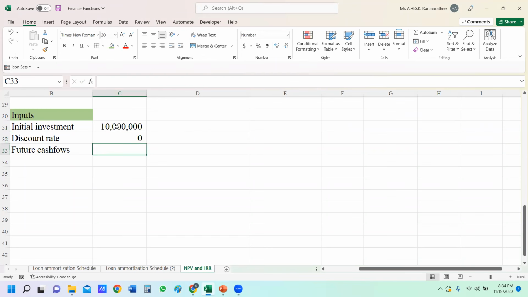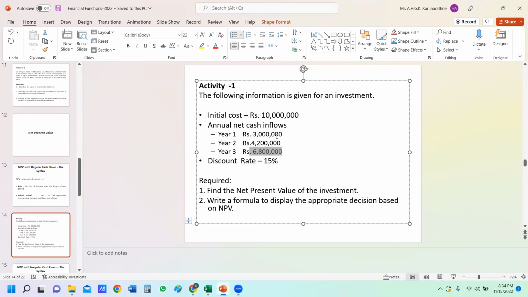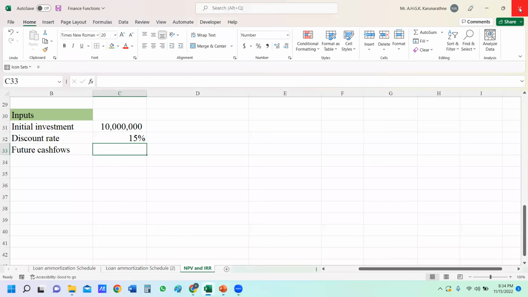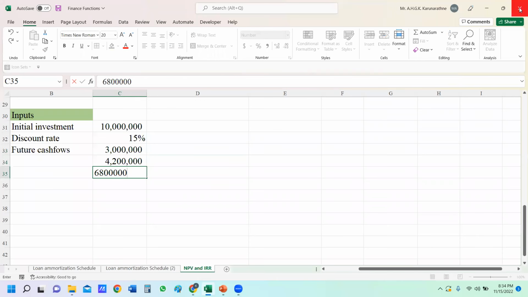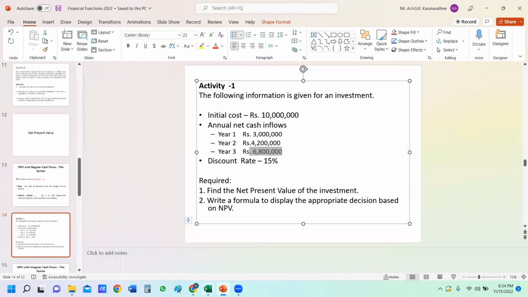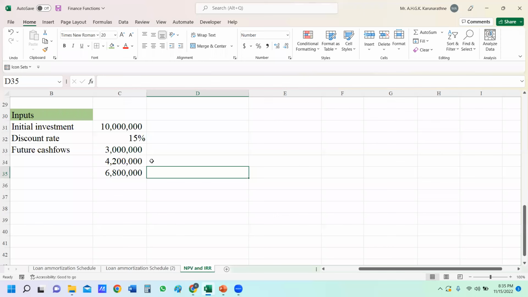And the discount rate is 15%. Future cash flows: $3,000, 4,200, and 6,800. Let me check it is correct. Yes. Okay, then NPV. Just compute NPV.